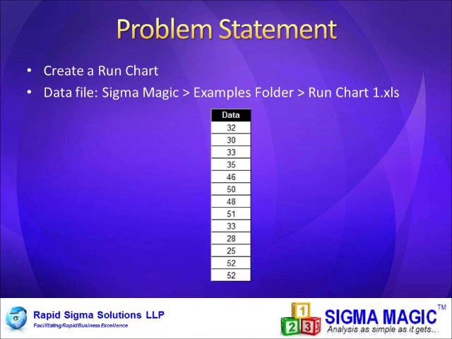In this module, we will cover how to create the run chart. The data for this module can be found in the file run chart 1 in the examples folder. We want to use the run chart to see if this data set is random.